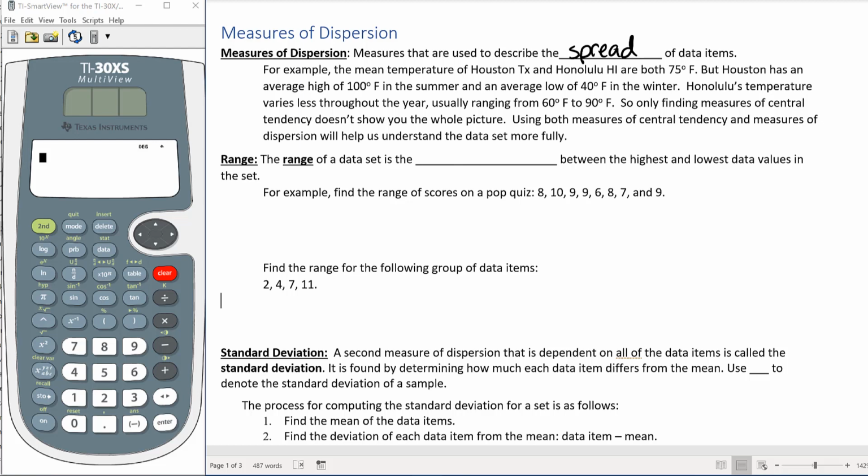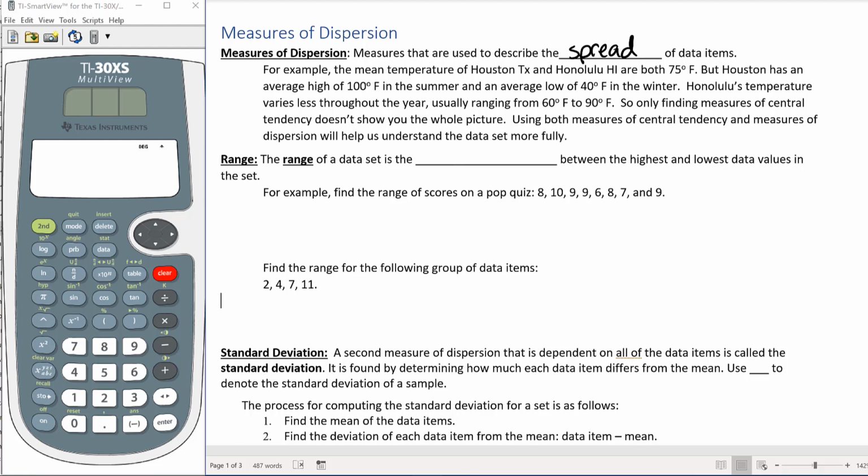So for example, the mean temperature in Houston, Texas and Honolulu, Hawaii are both 75 degrees Fahrenheit. But Houston had an average high of 100 in the summer and an average low of 40 in the winter. Comparatively, Honolulu's temperature varies less throughout the year, usually only ranging from 60 degrees Fahrenheit to 90 degrees Fahrenheit. So only finding measures of central tendency doesn't actually show us the whole picture. Both Houston and Honolulu have a central tendency of 75 degrees, but the spread is different.